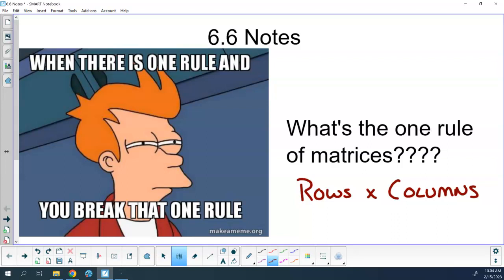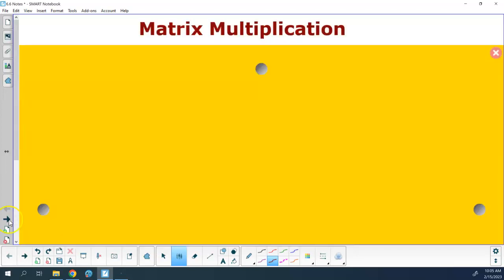Okay? So we've got those. Rows by columns, rows by columns, rows by columns. Everything with matrices is rows by columns, especially today when we get into matrix multiplication. Matrix multiplication is 198,000% rows by columns. Which is pretty impressive, being that you only go 100%.